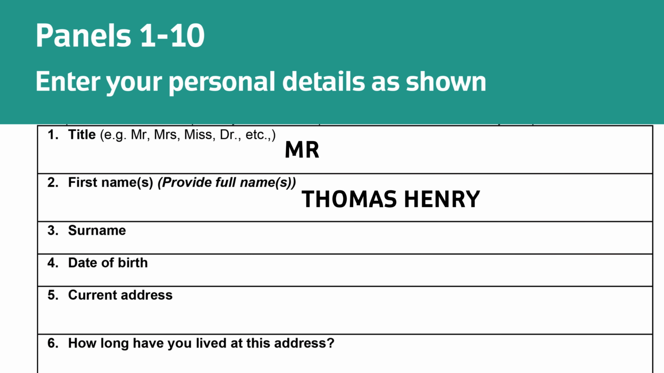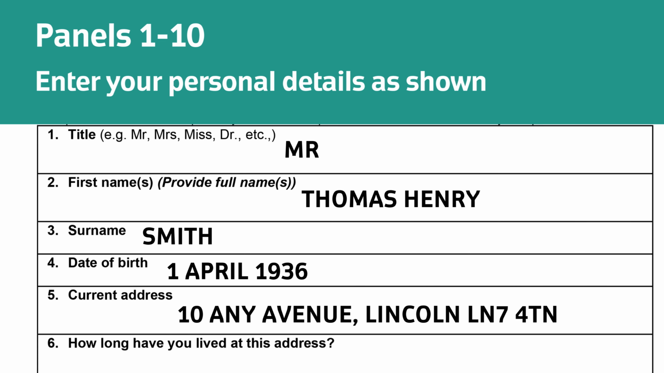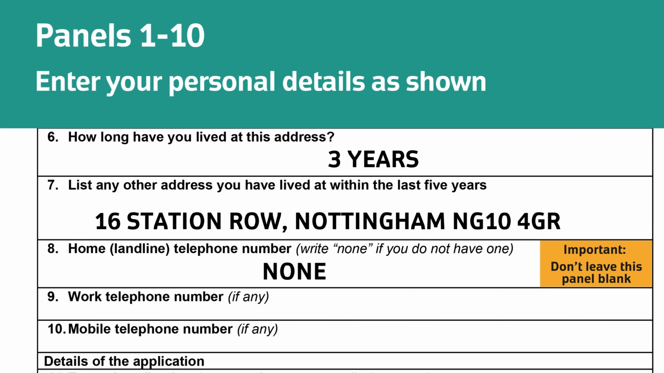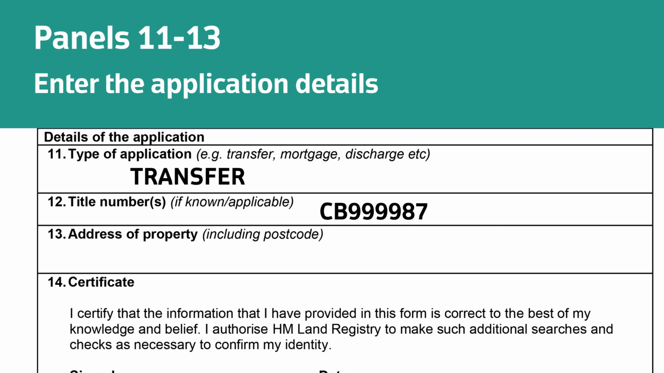Panels 1 to 10. Complete with your personal details as shown in our example. Panels 11 to 13. Complete with details of the application to be submitted to Land Registry. In our example, the application is to register a transfer of ownership, and this has been entered in Panel 11. If you know it, insert the title number of the property in Panel 12.